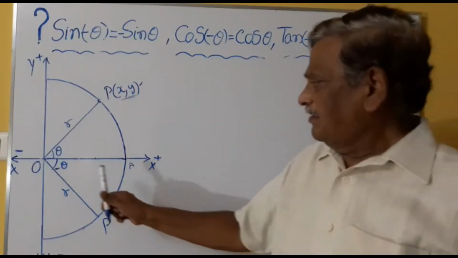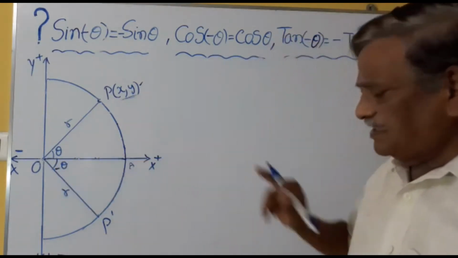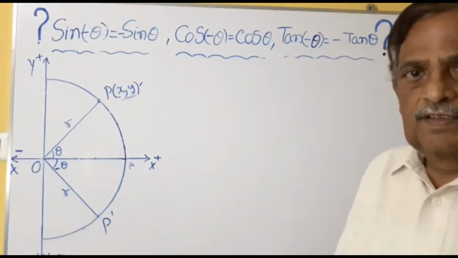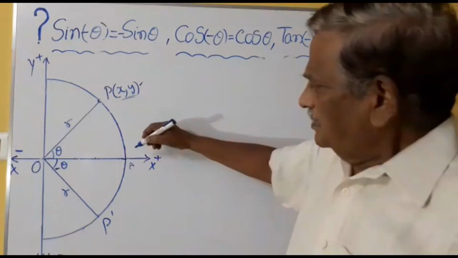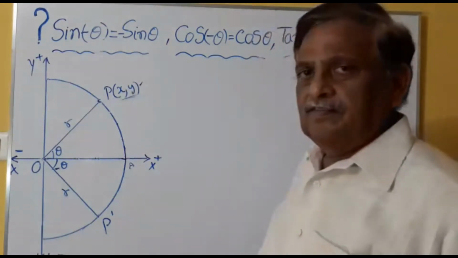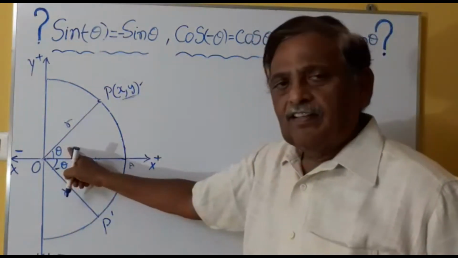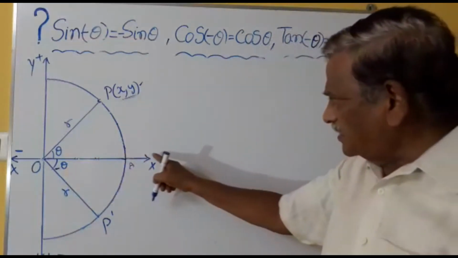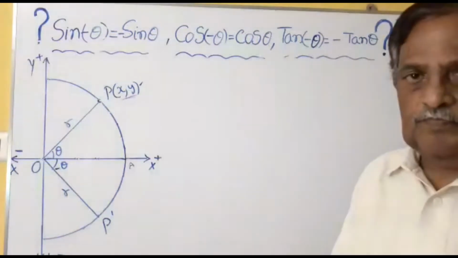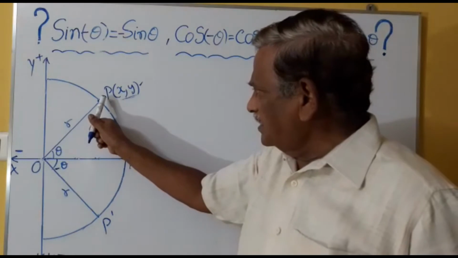Now consider a ray OA along with the x-axis. Let this ray OA rotate in anti-clockwise direction, making an angle theta at the center with the positive direction of x-axis. This is the positive direction of x-axis. Now the final position of the ray after rotation is OP.